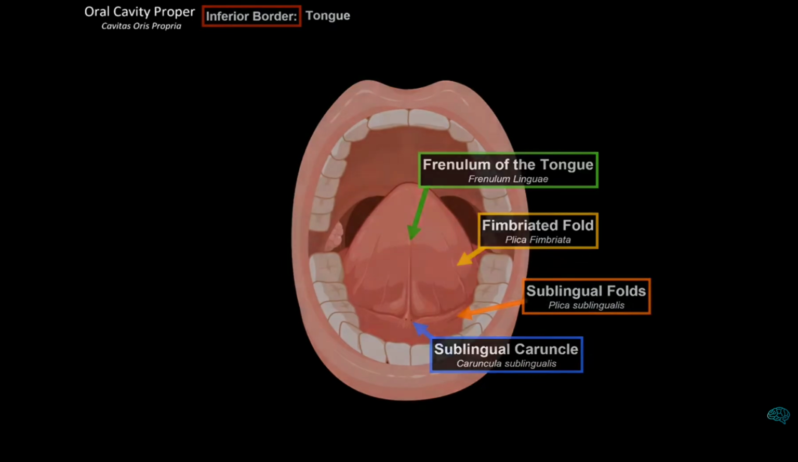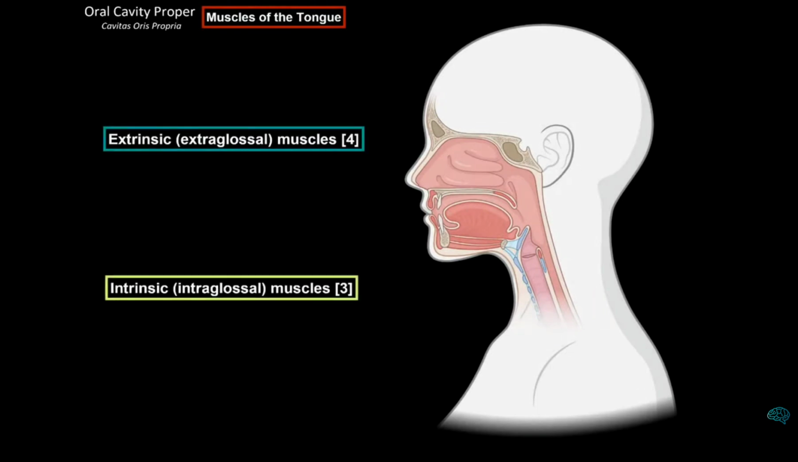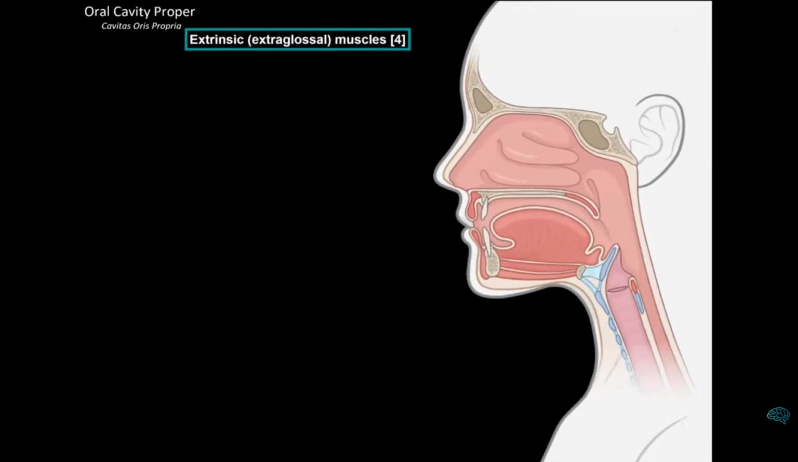Now let's go through the muscles of the tongue. Now, the muscles of the tongue are divided into the extrinsic muscles and the intrinsic muscles. Extrinsic muscles, or the extraglossal muscles, originate from bones and insert at the tongue. The intraglossal muscles, or intrinsic muscles, originate and insert within the tongue. Functionally, the extrinsic muscles focus on movement of the tongue, and the intrinsic muscles focus on changing the shape of the tongue. So let's look at these muscles.